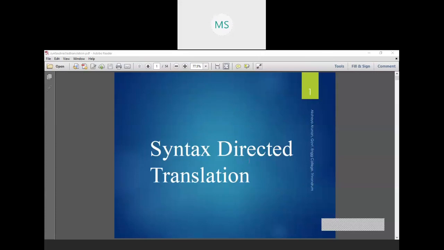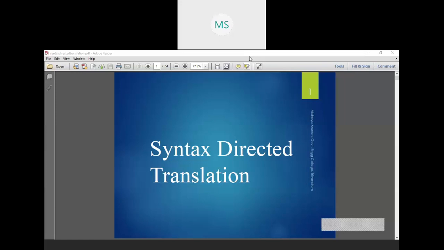Very good morning, students. Now I'll start the last module, that is syntax directed translation. Syntax directed translation comes under the phases of the compiler, in semantic analysis. The phases of a compiler are lexical analysis, syntax analysis, semantic analysis, intermediate code generation, code optimization, and the last one is code generation. Out of these, syntax directed translation comes under the third phase of the compiler, that is semantic analysis.